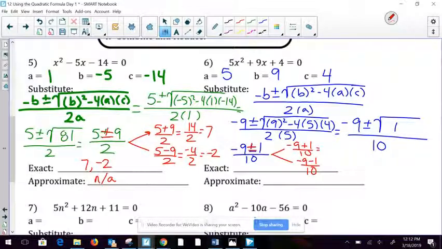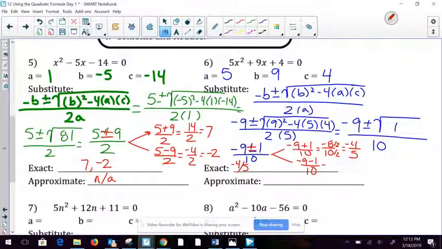Let's do the top. What is -9 plus 1? Good job, it's -8 over 10. And then you should reduce your fractions. What can you divide them both by? Right, 2. So when I do that, what's -8 divided by 2? Great, -4. And 10 divided by 2 is? Yes, 5. So -4 over 5 is my first answer.